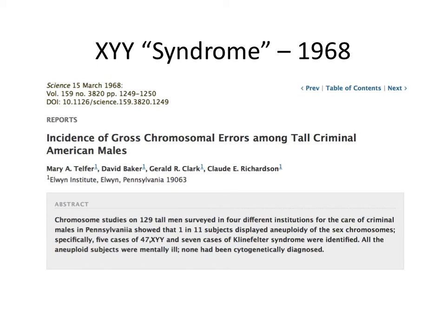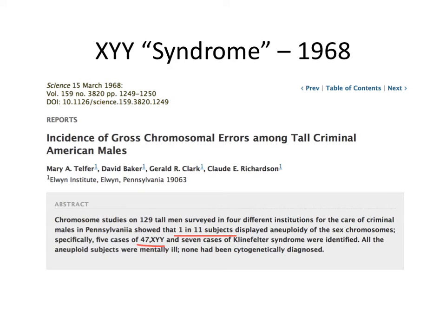Later, 1968, so 3 years on, another group basically does a similar study. Tall criminal American males, incidence of gross chromosomal errors. So they find that 1 in 10 subjects, in this case, had some sort of sex chromosome aneuploidy. Pretty striking, isn't it? 1 out of 10 inmates that are male and tall have Klinefelter syndrome, or here we go with the supermales, 47XYY. They were all mentally ill, and none had been cytogenetically diagnosed. That means they just went into prison, they said, give me your tall men. And then they took samples from them, and they looked at their chromosomes, and they discovered that basically 1 in 10 of them had some sort of sex chromosome aneuploidy.